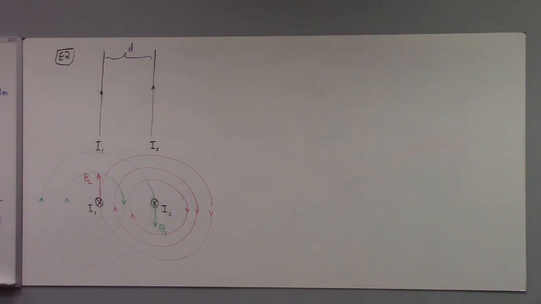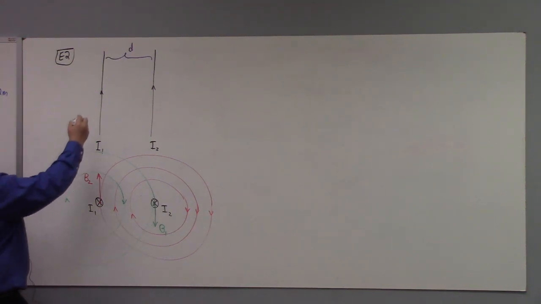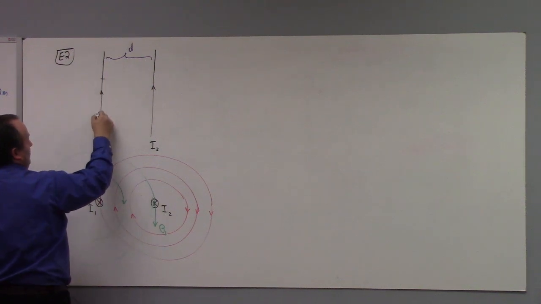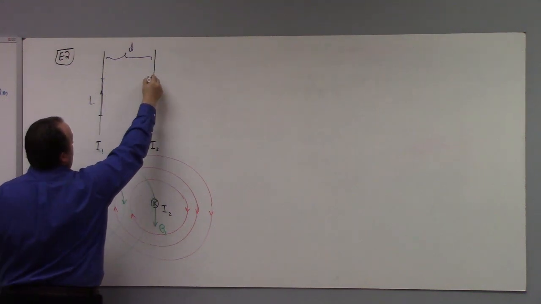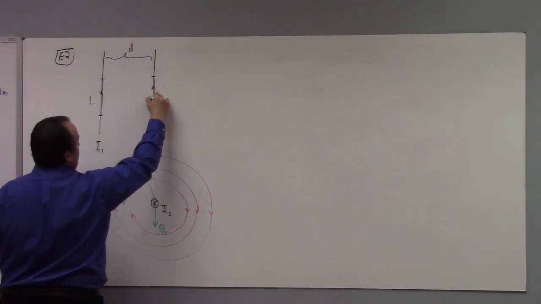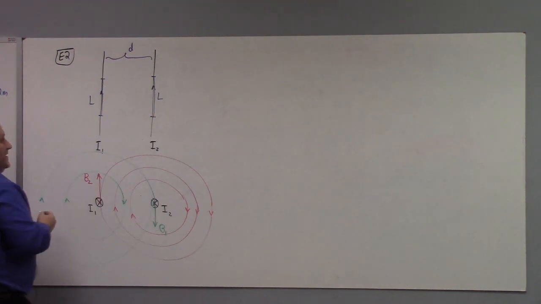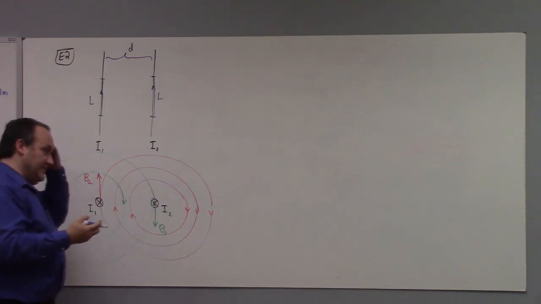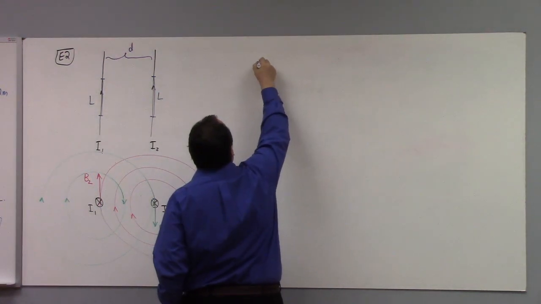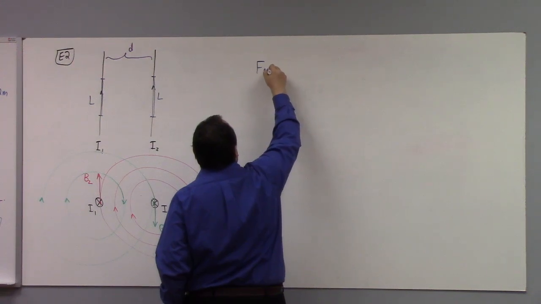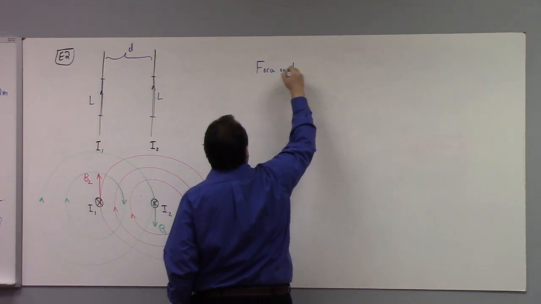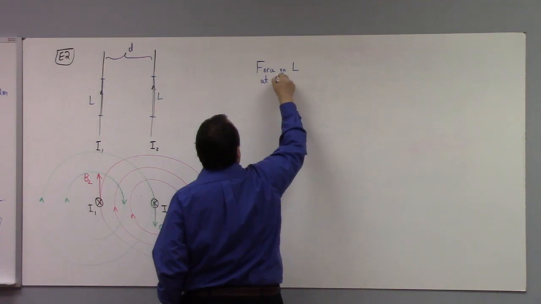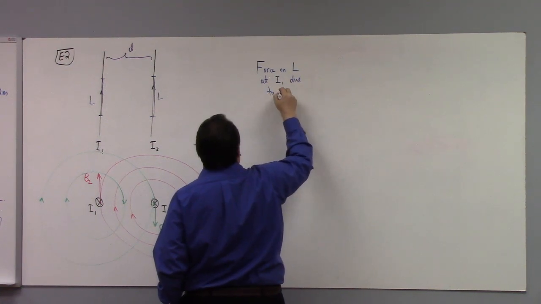Now let's do this specifically for a particular length of these currents. Let's do it for just a token length from here to here, length L. And let's work it out. What is the force on length L of I1 due to B2?